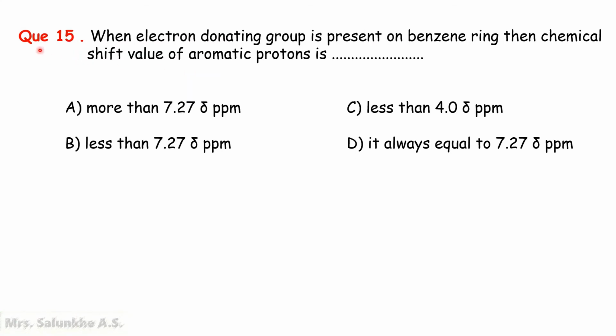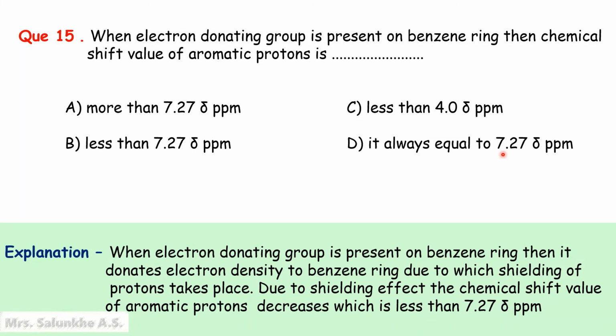The next question is question number 15. When an electron donating group is present on the benzene ring, is the chemical shift value of aromatic protons more than 7.27, less than 7.27, less than 4.0 delta ppm, or always equal to 7.27 delta ppm? Remember that the chemical shift value of benzene is 7.27 delta ppm.